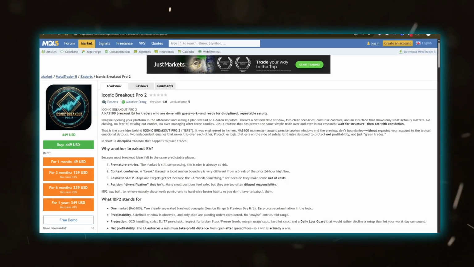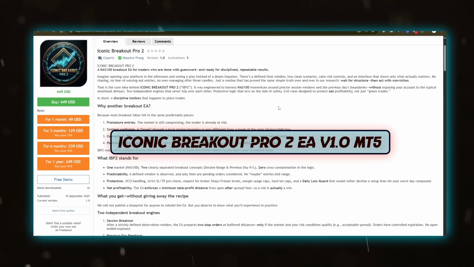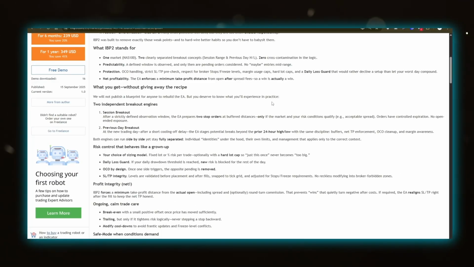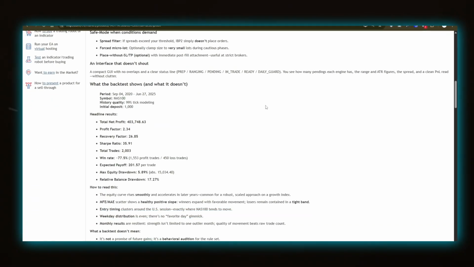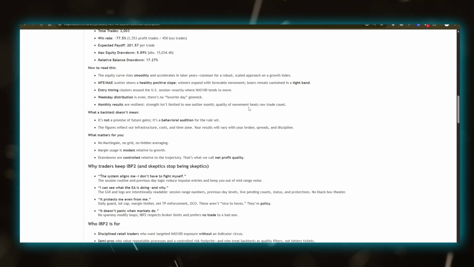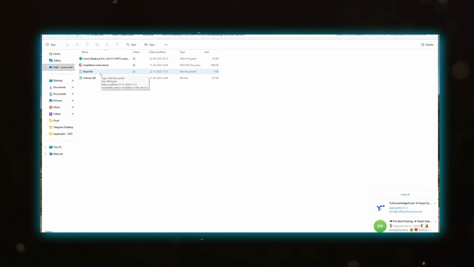Today, we are introducing Iconic Breakout Pro 2 EA V1.0 MT5, your solution to disciplined, repeatable profits in the NASDAQ market. With a proven strategy for breakout trading, this EA is designed for traders who want consistent results without the impulsive decisions. Once you download Iconic Breakout Pro 2, simply open the installation guide.